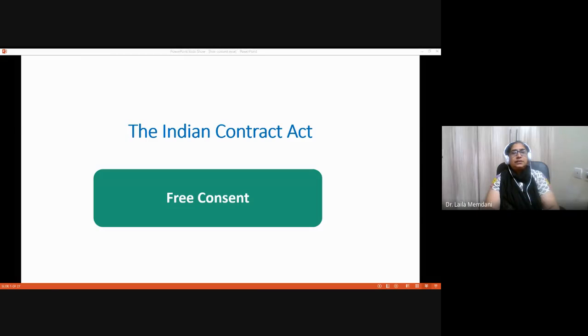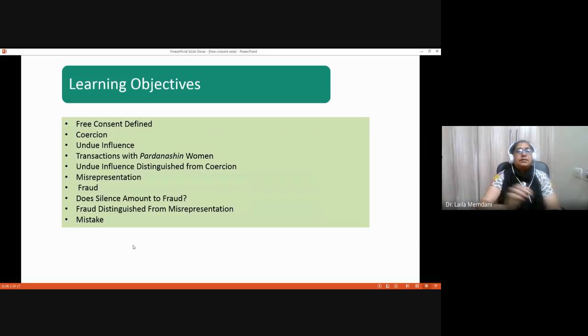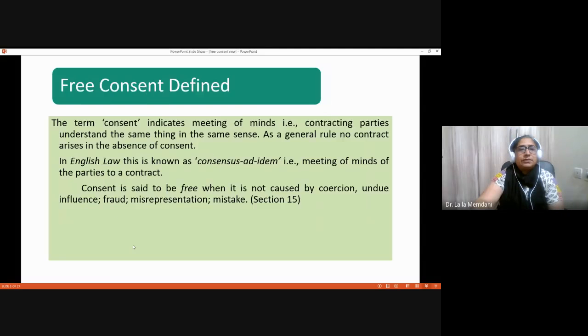For today, we will be covering free consent. The things that I'm going to cover are the definition of free consent, coercion, undue influence, transactions with Pardanashin women, undue influence and coercion, misrepresentation, fraud, does silence amount to fraud, and distinction between misrepresentation, fraud and mistake. So these are the things I'm going to cover in the present video.